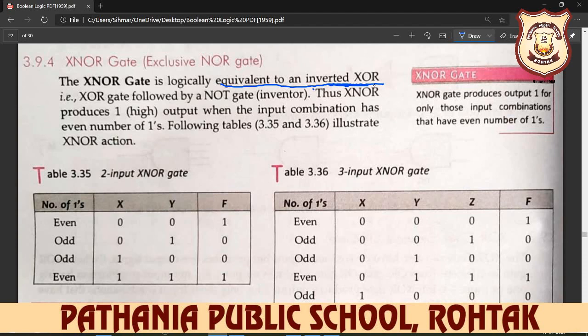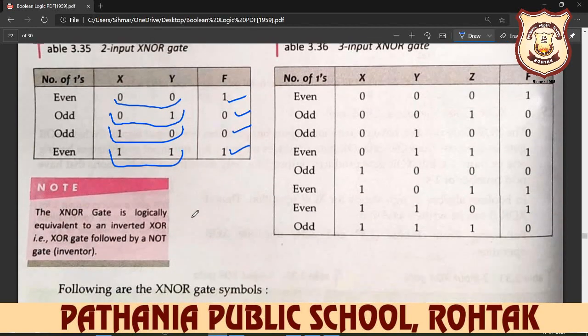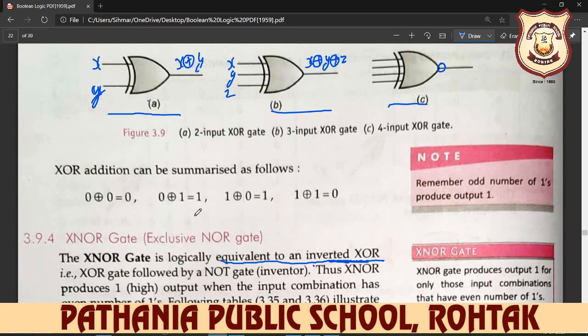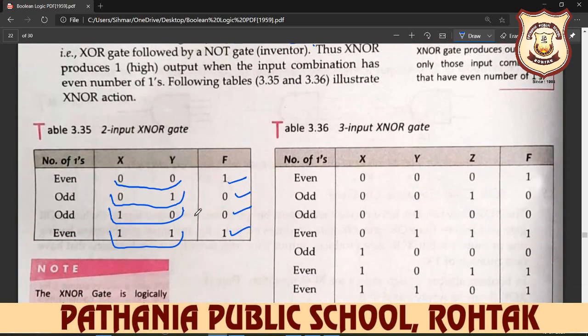So just simple. This is your even value, so you write down 1 here. This is your even value. You write down 1 here. This is your odd value. So you write down 0. These are your odd values. So you write down here 0. This is the symbol of your XNOR gate.